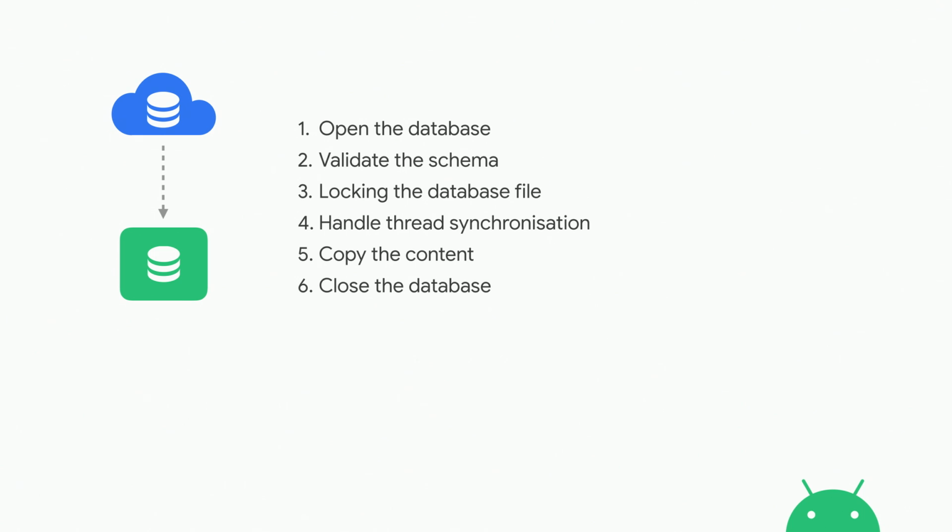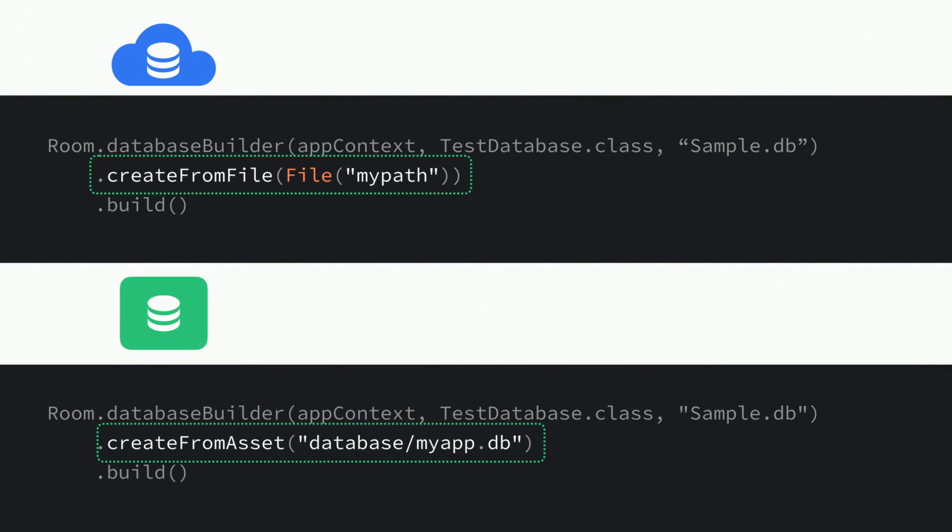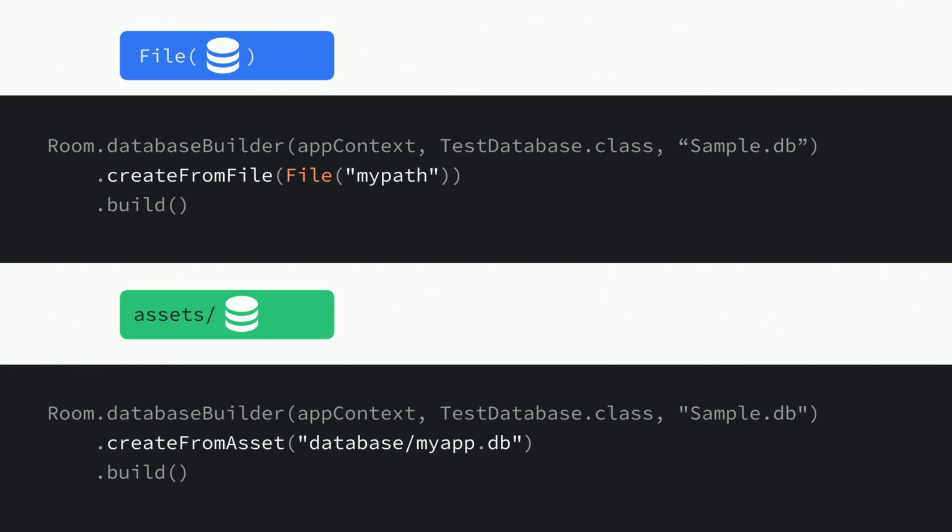So in Room 2.2, we've added two new methods on the database builder, createFromFile and createFromAsset. createFromFile will get a file as a parameter. This would be the downloaded file that you have. One important thing here, you should make sure that you set view permissions on your file, so Room is able to read that file and copy the data. And if you're prepackaging your database in your APK, make sure you put it in the assets folder.